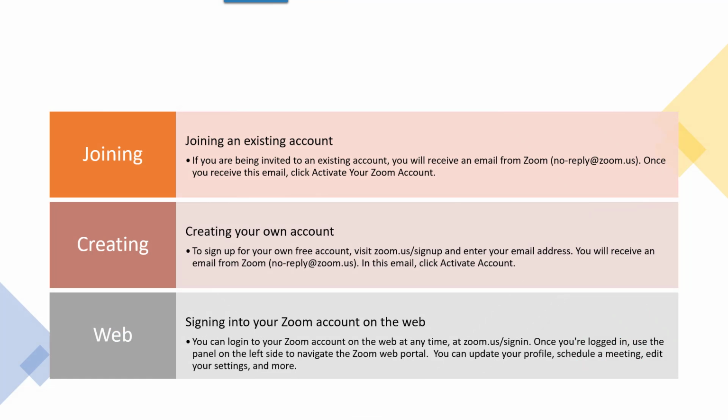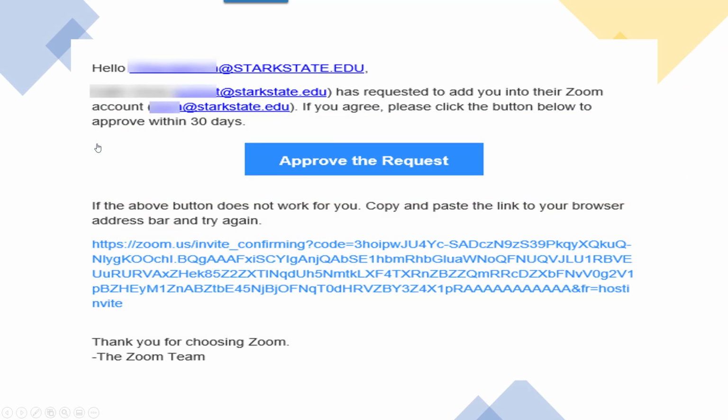There are several ways that you can create a Zoom account. We're going to look at two of those ways. The first method begins by requesting an account within your existing organization. If you are approved to receive an account, you will receive an invitation email. Within this email, you would have an approve the request button.